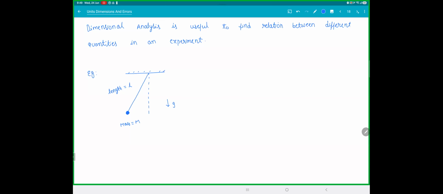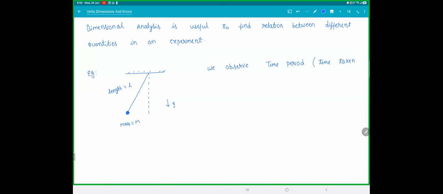And when you see this, you get a feeling, okay, I think if you take a longer string, it will take more time. So it depends on length. It definitely depends on gravity. And I think it also depends on mass. If I take a heavier bob, it might go faster. So there are three quantities here: length, mass, and gravity. And we observe the time period, which is the time taken for one oscillation.